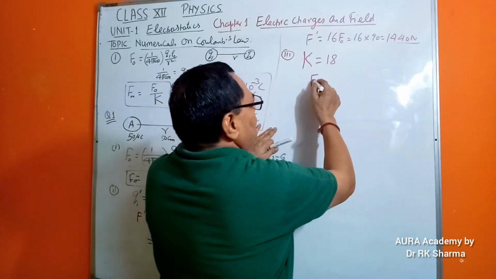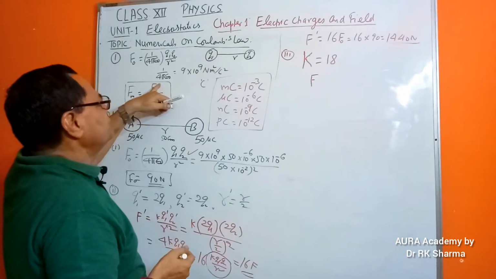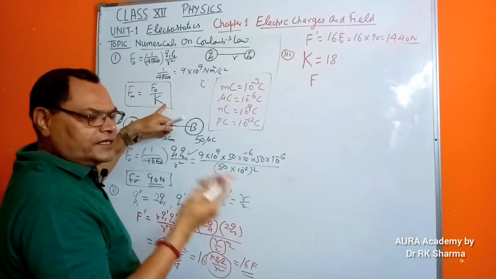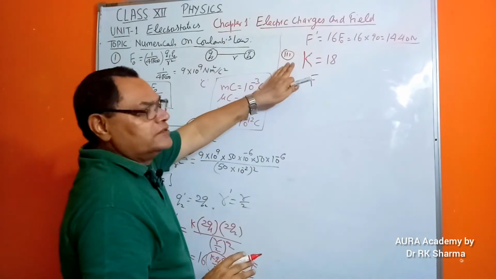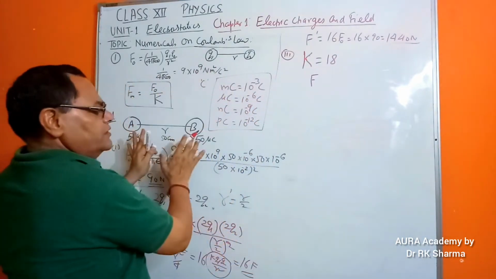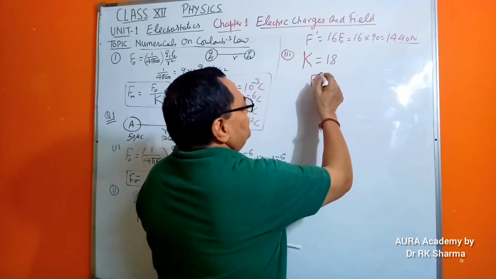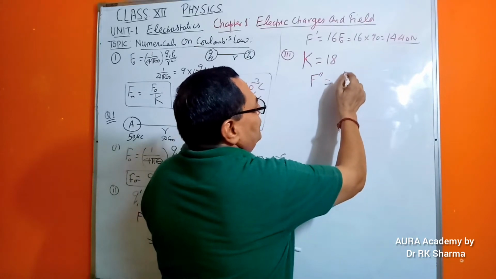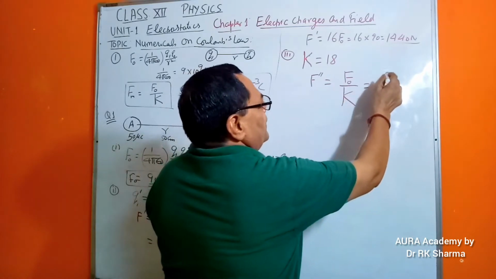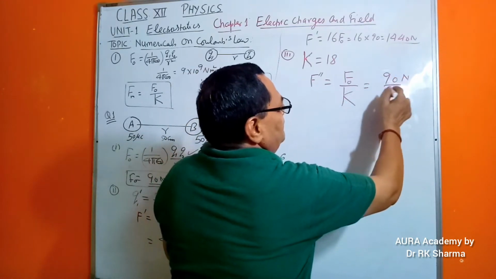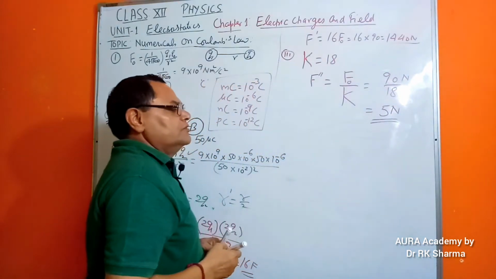Naturally, because the medium is there, we can apply this. The new force in the medium will be the force in free space upon the dielectric constant of that medium, because the charges are the same and the distances are the same. So this third part is being asked for the original situation, the only thing is it is immersed in a medium. So you can put it as F double dash, which will be the original force in free space divided by the dielectric constant. It was originally 90 Newton divided by 18, so this will become 5 Newton.